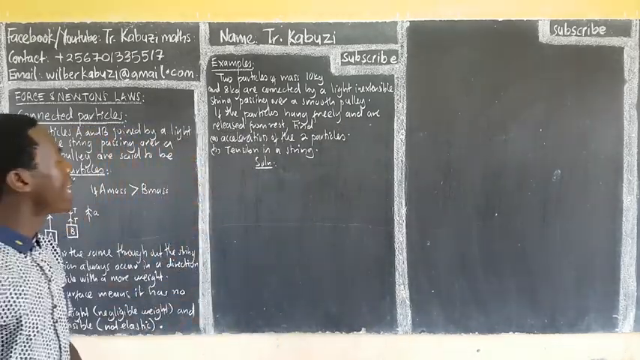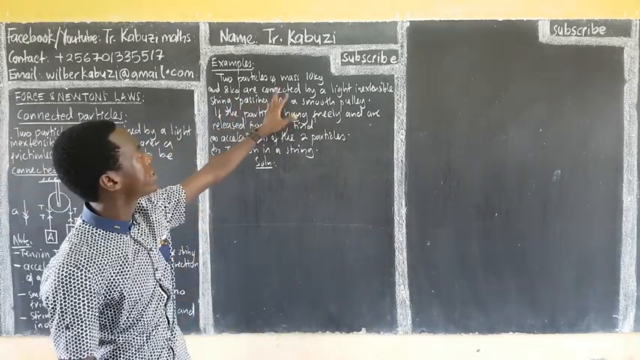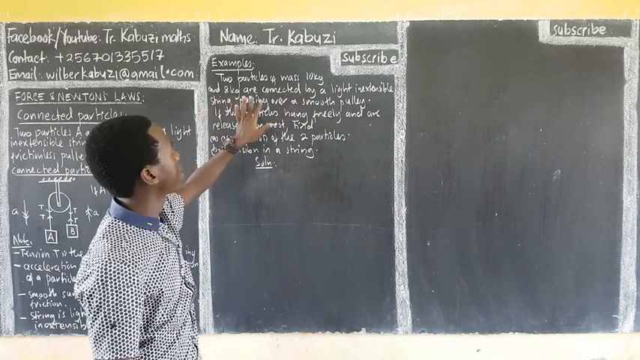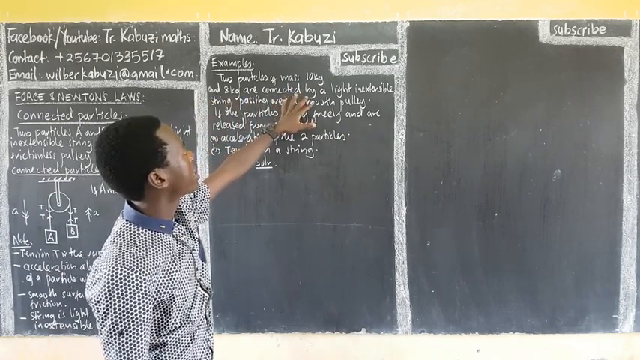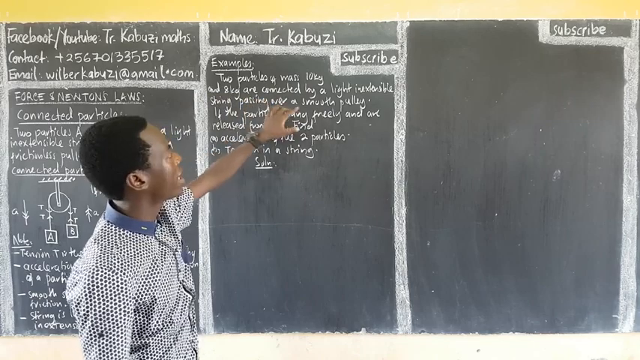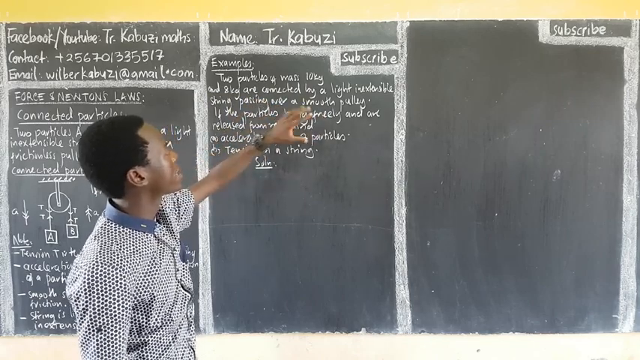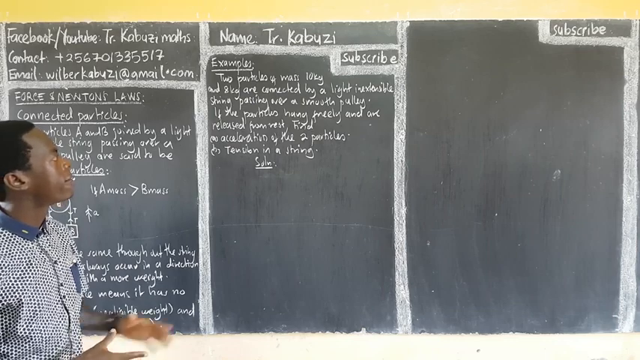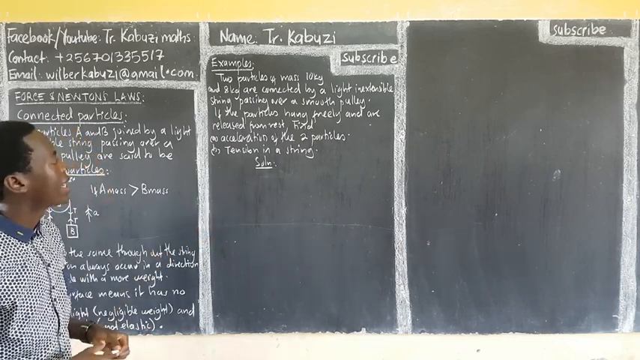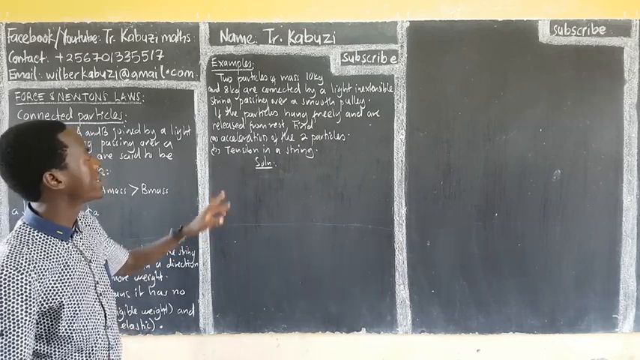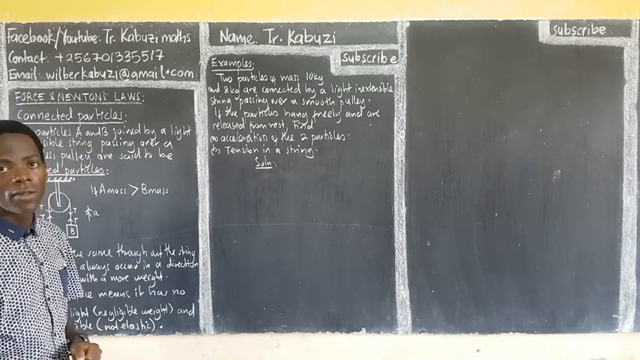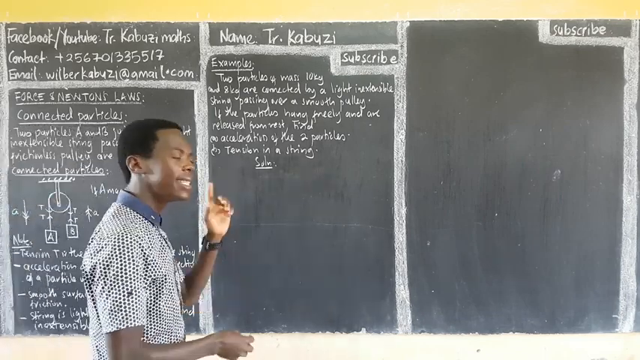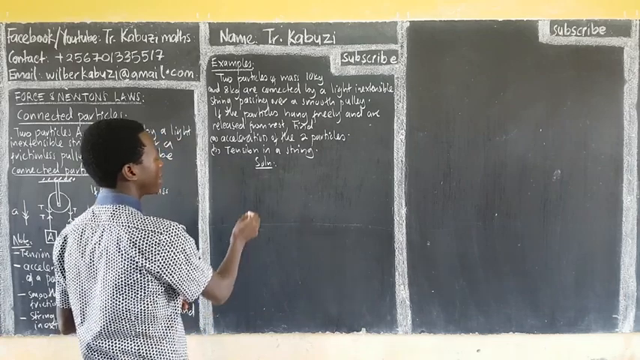Okay, let us see an example. Two particles of mass 10 and 8 kilograms are connected by a light inextensible string passing over a smooth pulley. If the particles hang freely and are released from rest, find part A, the acceleration of the two particles, and part B, the tension in the string. Start by doing a simple sketch. These are very easy things.